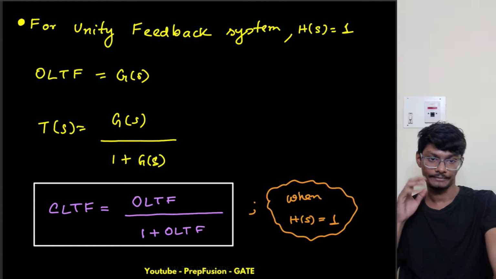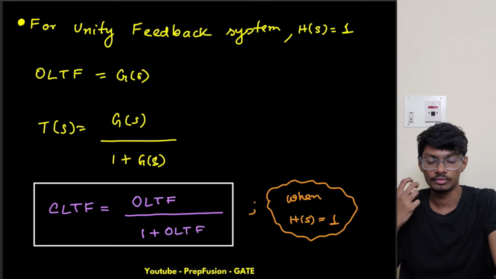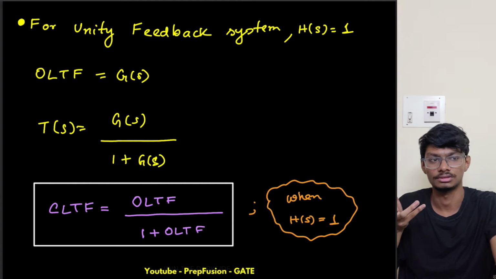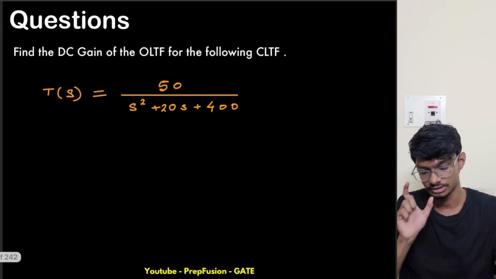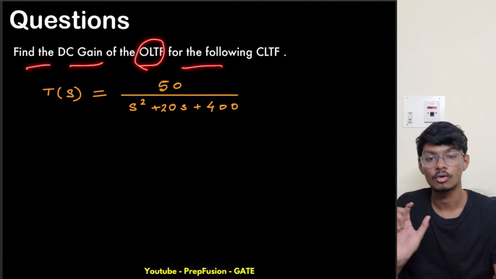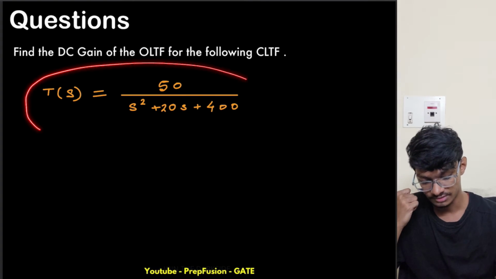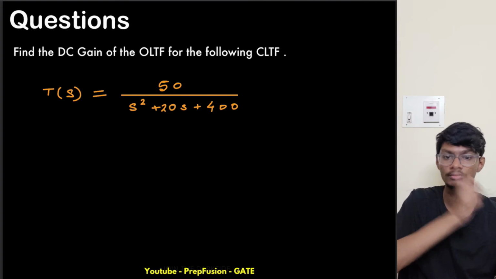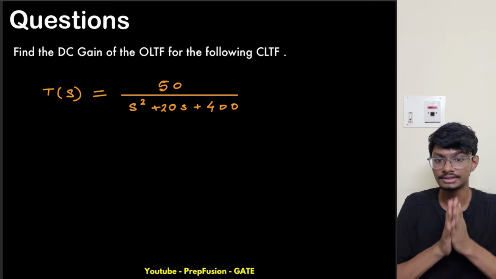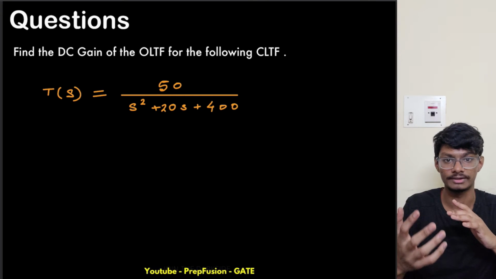So basically this is the OLTF, and now we'll do a few questions on open loop transfer function and basic things, because we haven't done many questions. First question: we have to find the DC gain of the open loop transfer function for the following closed loop transfer function. We have been given the closed loop transfer function, not the open loop one. Now what do I notice here? Nothing is said about the feedback, or the gain of the feedback factor.